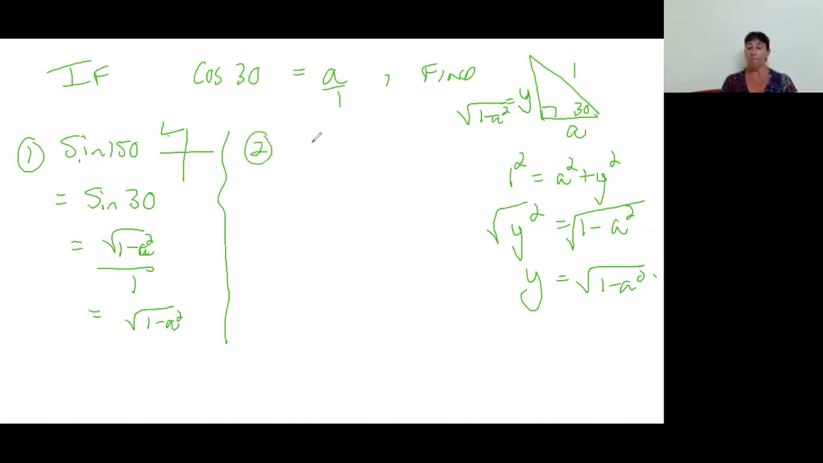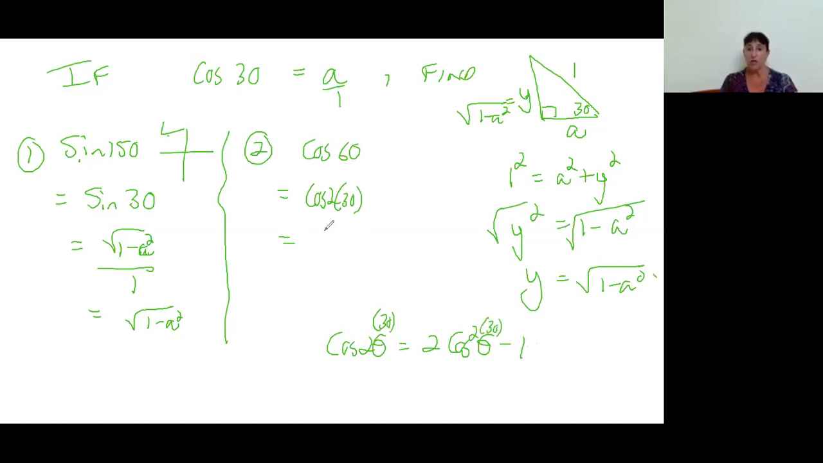Something like cos 60. Now, this triangle does not have a 60. So you can't use the triangle to find cos 60. But what you should notice is that 60 is 2 times 30. In other words, a double angle. So in other words, cos 2 theta equals, what does it equal? 2 cos squared theta minus 1. Where theta is now 30.